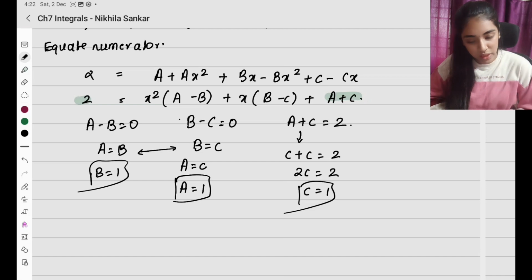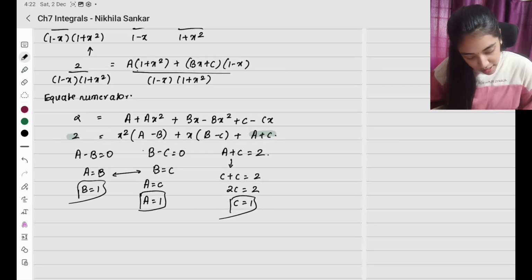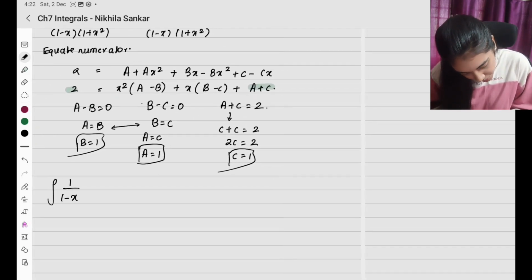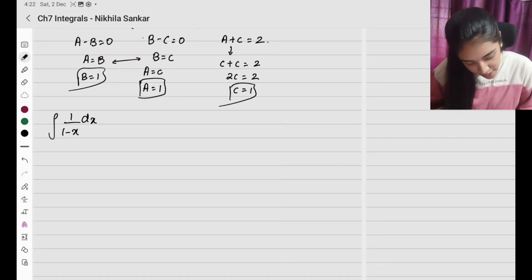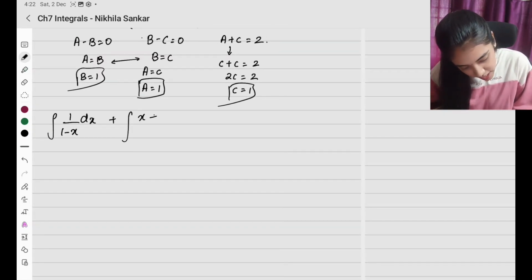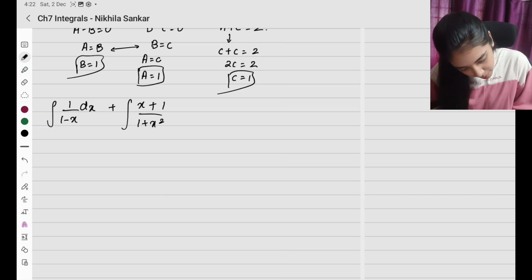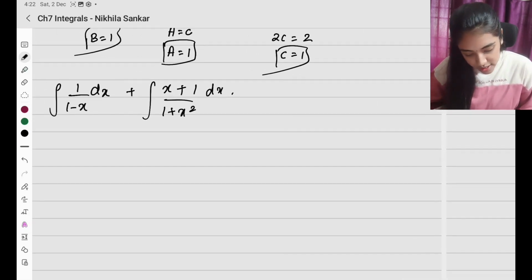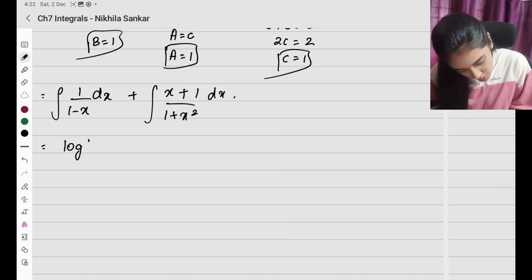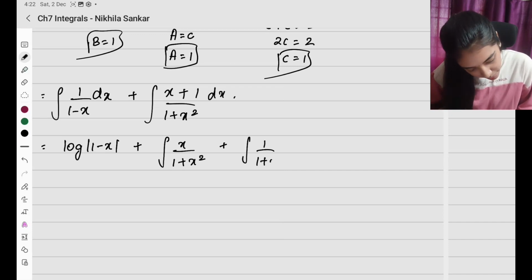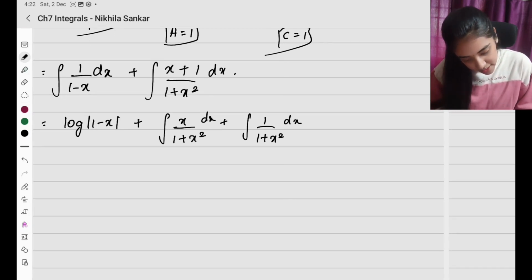Okay, simple integral. Now when I substitute it in the integral, I have integral a divided by 1 minus x, which is 1 divided by (1 minus x) dx, plus (bx plus c), so plus bx, which is x, plus c, which is 1, divided by (1 plus x square) dx. So this I can further write as log mod (1 minus x) plus, I can split the integral. So I have x divided by (1 plus x square) plus integral 1 divided by (1 plus x square) dx. So this I can solve using substitution method.